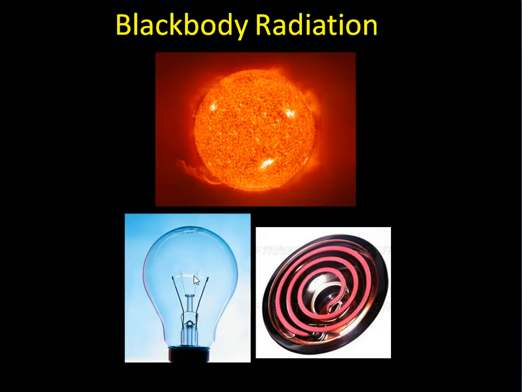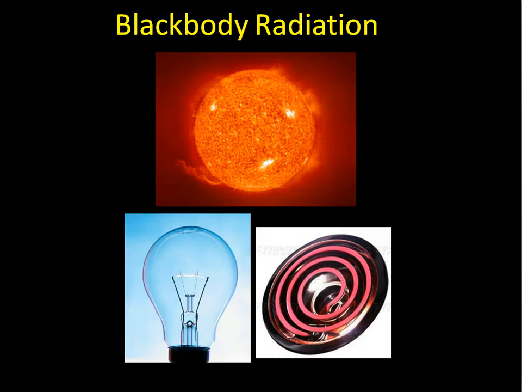So things like the filament of an incandescent light bulb just heats up. That's what produces light. If you use an electric stove or hot plate, it gets hot enough to the point where it starts to glow red. And then the very important example of blackbody radiation is the light that is emitted from stars, which is just due to the fact that they are very hot.